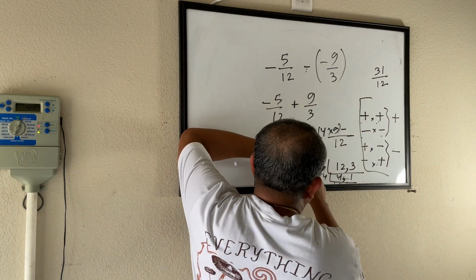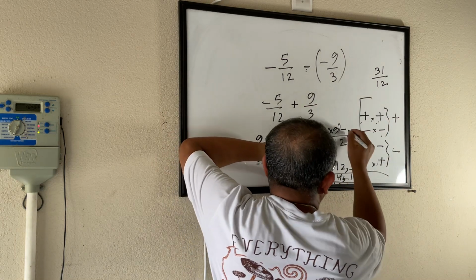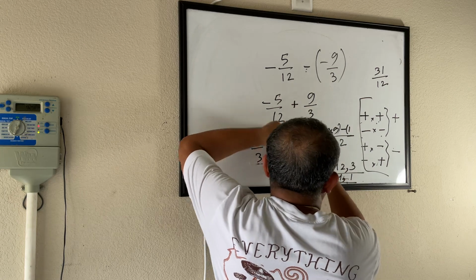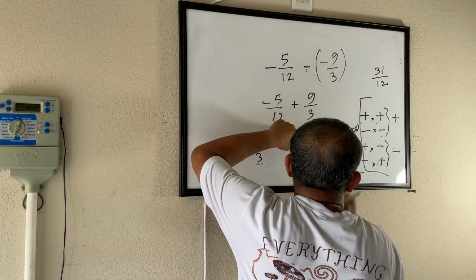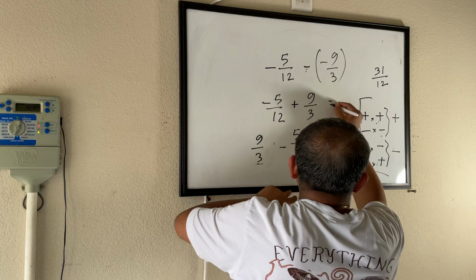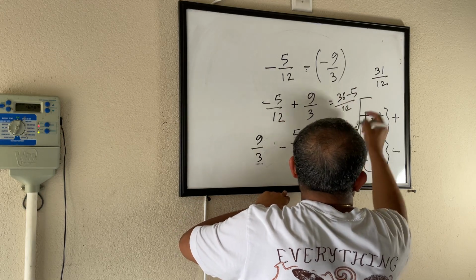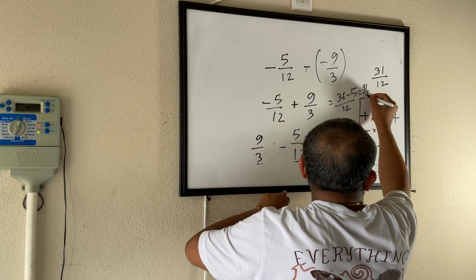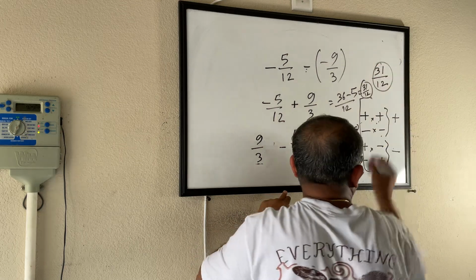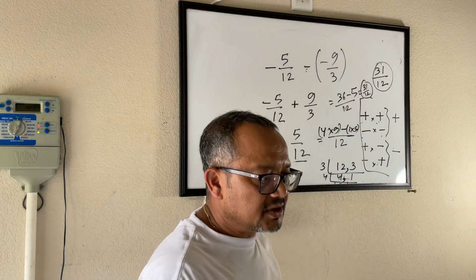And then here, how many times of 12 gives you 12? That is 1. And multiply that with the numerator. What you got? 4 times 9 is 36. Minus 1 times 5 is 5. Divided by 12. 31 by 12. Same answer as this one or whatever we got before. Yep.